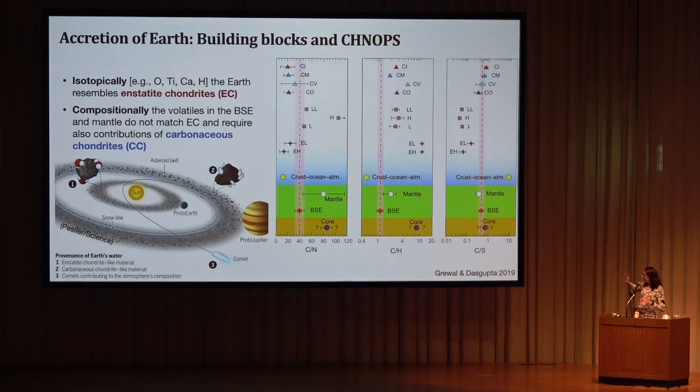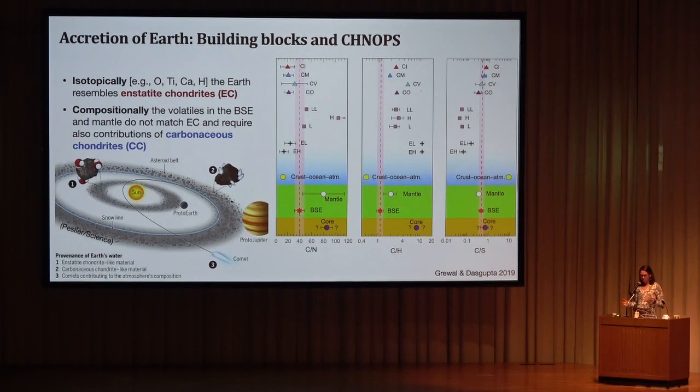However, there's nuances here. So for example, if you look at the carbon to sulfur ratio, the bulk silicate Earth really seems to line up with the carbonaceous chondrites. Whereas for carbon to nitrogen, maybe there's a little bit of a difference. Maybe bulk silicate Earth is slightly higher.